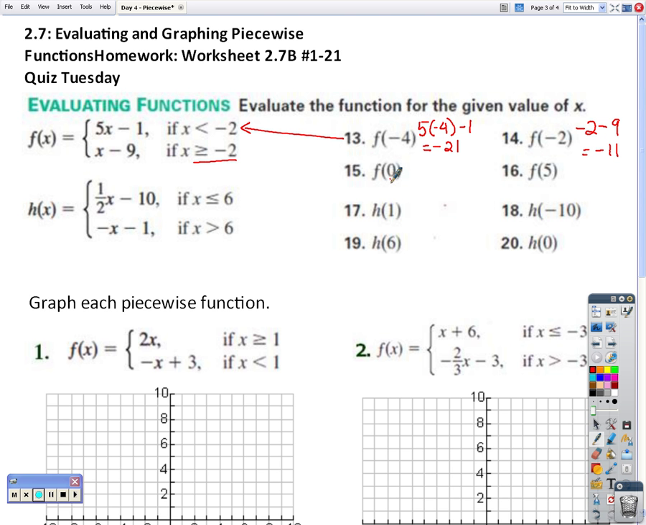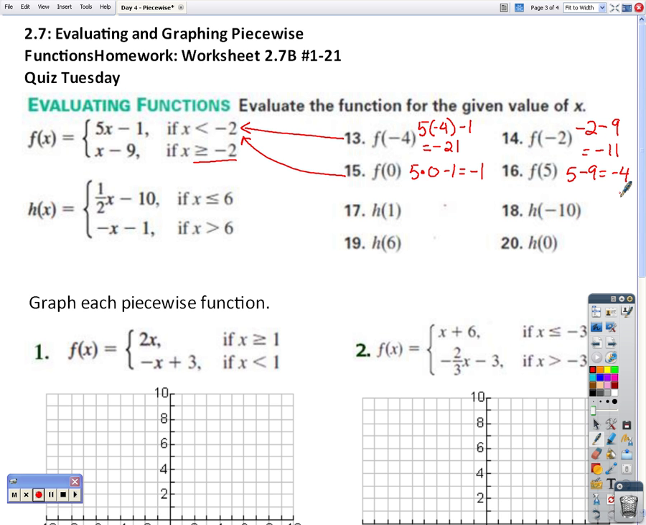f of 0. 0 is less than negative 2? No, 0 is greater. Again, the first thing we want to do is determine which interval our x value falls in. f of 5. 5 is greater than negative 2, so we're going to use the second function. So it's going to be 5 minus 9, which is negative 4.